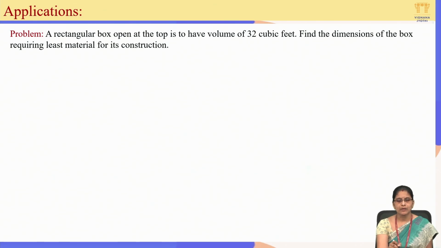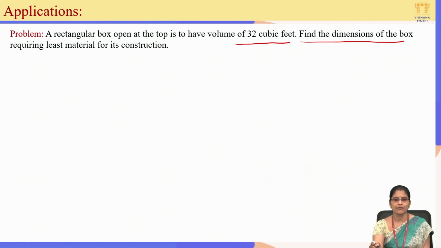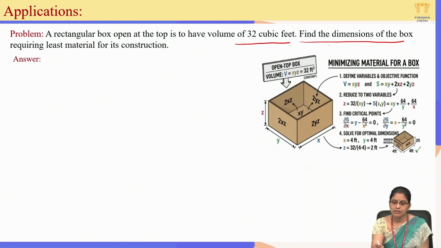See the example for better understanding. A rectangular box open at the top is said to have 32 cubic feet. Find the dimensions of the box requiring the least material for its construction. So least material for its construction means we have to minimize the material required for its construction. See here, the rectangular box top is open. Here we have to minimize the material for the box.